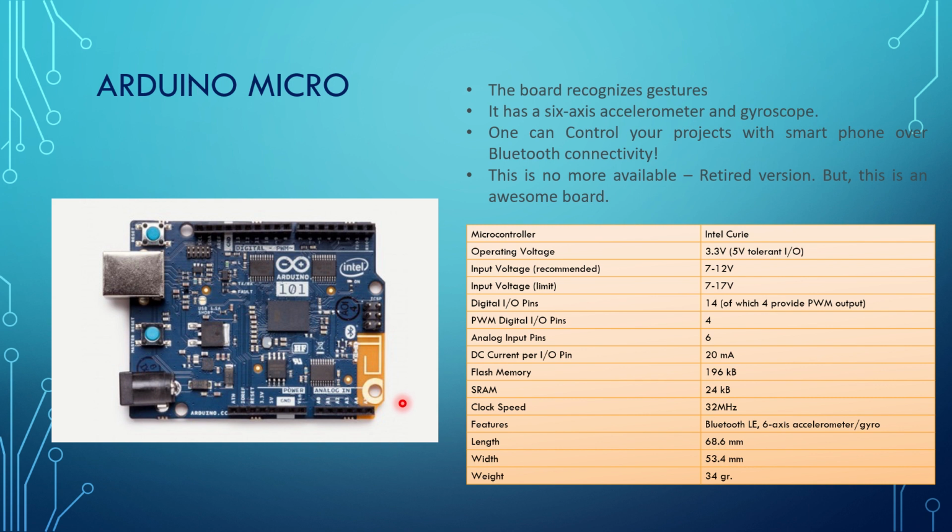Clock speed is tremendously high, 32 megahertz when you compare it to the previous versions, and it has got Bluetooth LE, which is low energy, and we've got a 6-axis accelerometer and gyro available here. We've got the length and width of the board presented here as 68.6 mm and 53.4 mm. It's slightly heavier than all the available versions. It is 34 grams in weight.